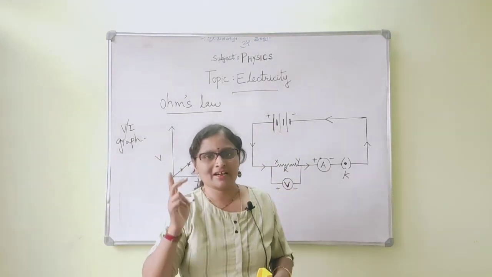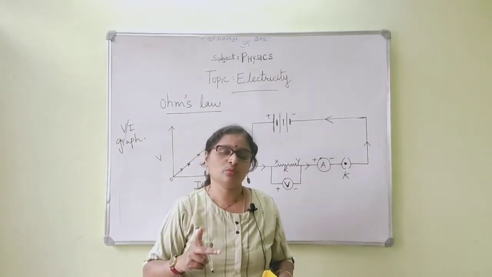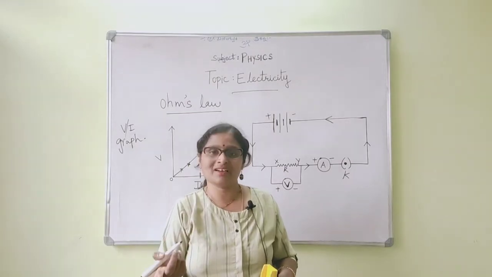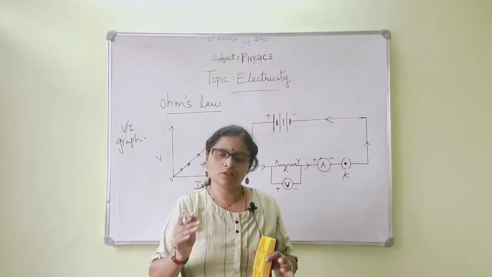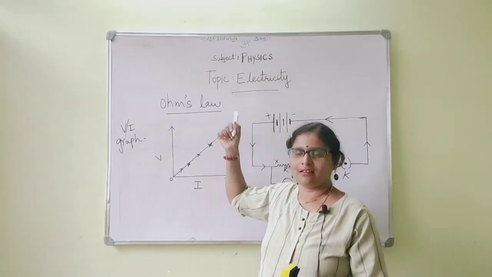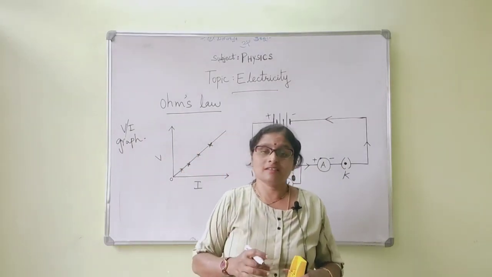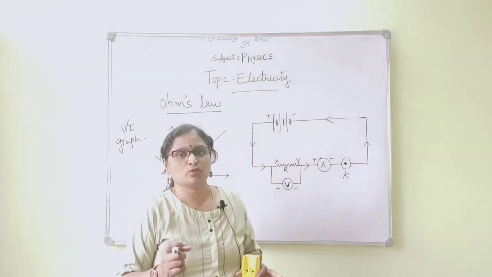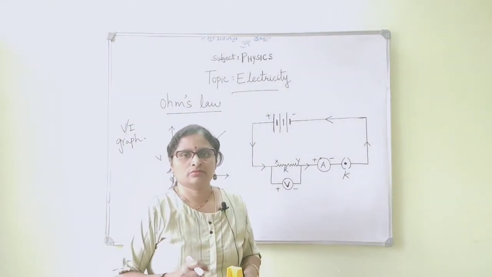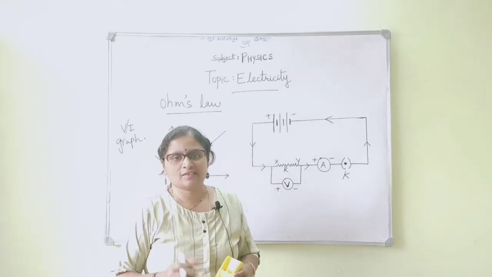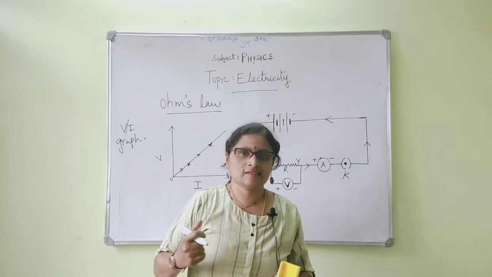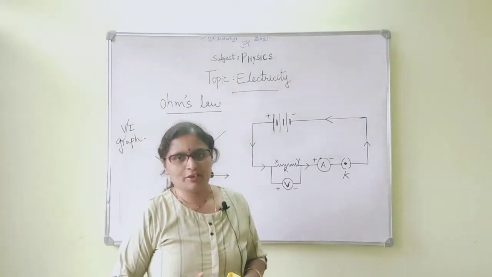So basically here we have two types, ohmic conductors and non-ohmic conductors. The substances which obey Ohm's law are called ohmic conductors. And for all the ohmic conductors, the VI graph is a straight line graph. Whereas the substances which do not obey Ohm's law are called non-ohmic conductors. So I hope Ohm's law is very clear, and even the circuit and graph of Ohm's law is clearly described in this video.